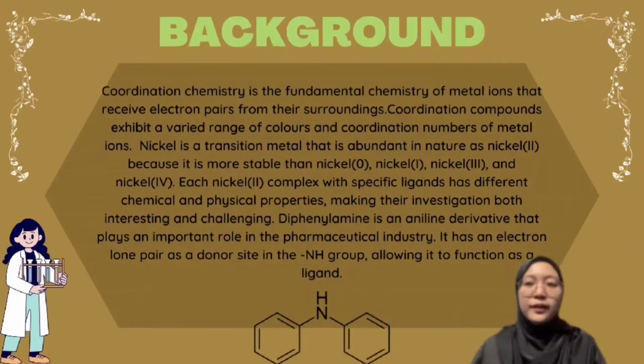Coordination chemistry is the fundamental chemistry of metal ions that receive electron pairs from their surroundings. Coordination compounds exhibit a wide range of colors and coordination numbers of metal ions. Nickel is a transition metal that is abundant in nature as nickel 2 because it is more stable than nickel 0, nickel 1, nickel 3, and nickel 4. Each nickel 2 complex with a specific ligand has different chemical and physical properties, making the investigation both interesting and challenging.